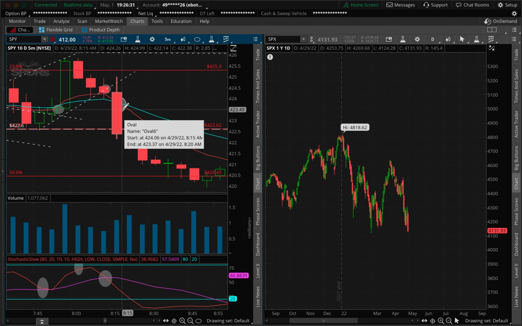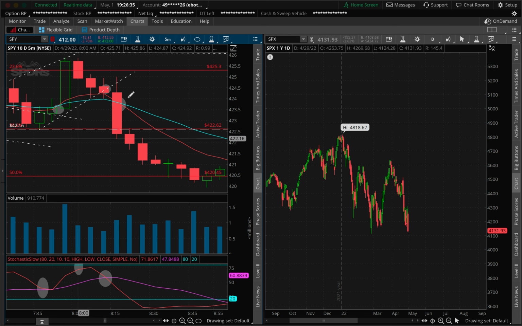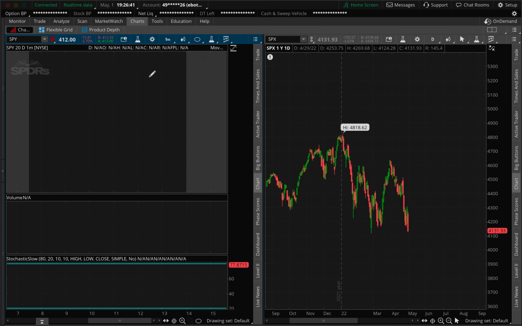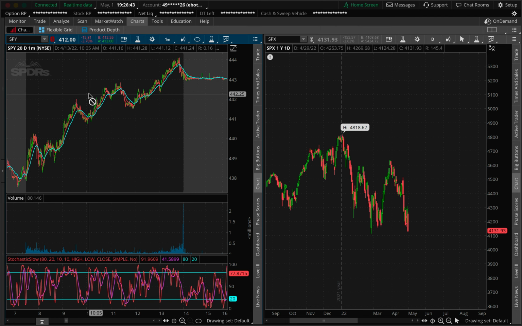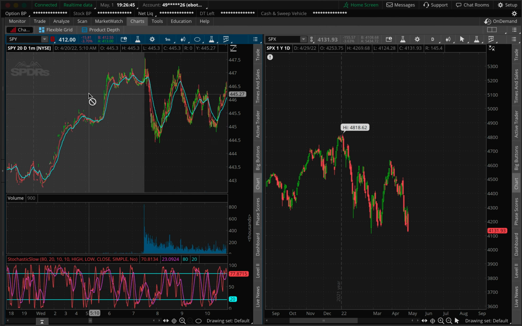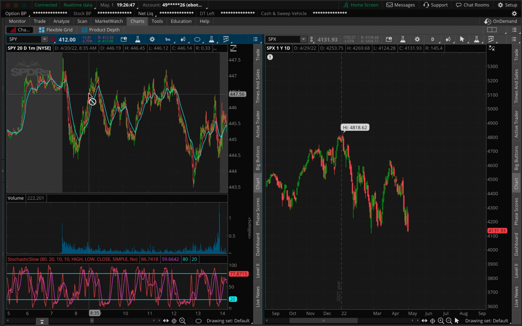Now, where do you take your loss? If on the 5 minute, now this is where you're going to take a loss. Let's just say you got into this position, okay? Let's just say you got into it on the 1 minute. Let's say you got into SPY on the 1 minute and it goes against you. Where are you taking your loss?